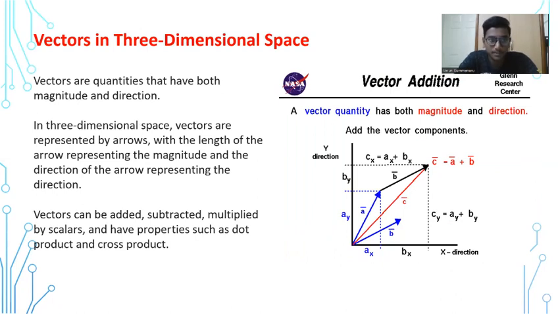Vectors in three-dimensional space. Vectors are quantities that have both magnitude and direction. In three-dimensional space, vectors are represented by arrows, with the length of the arrow representing the magnitude and the direction of the arrow representing the direction. Vectors can be added, subtracted, multiplied by scalars, and have properties such as dot product and cross product.